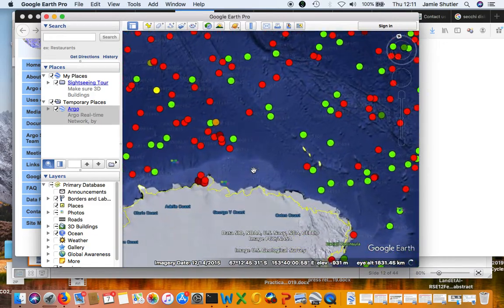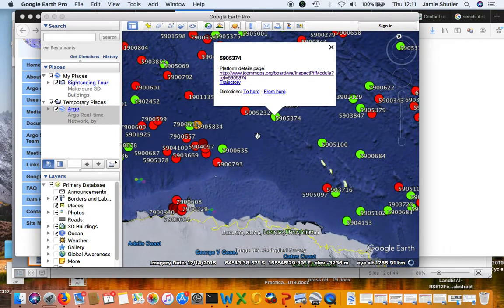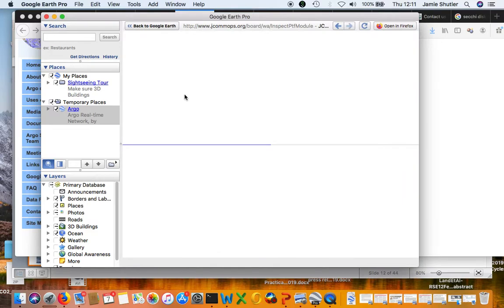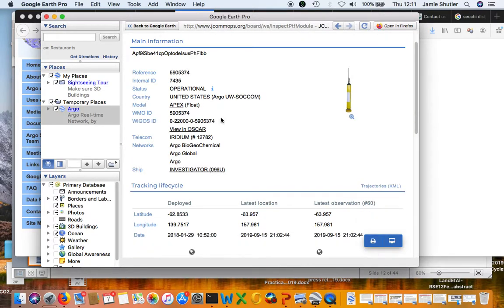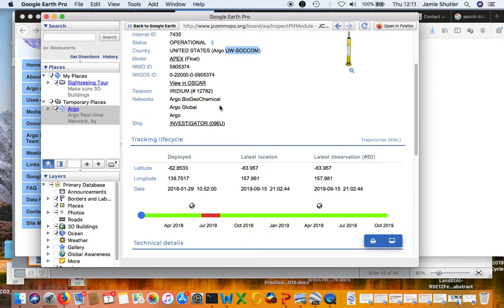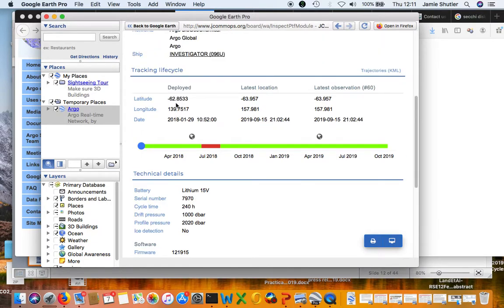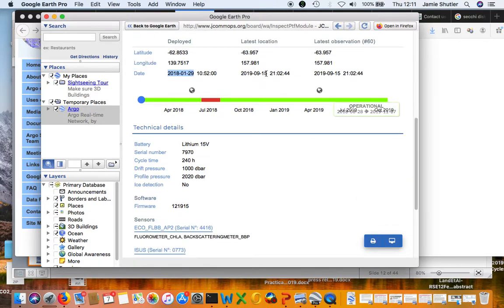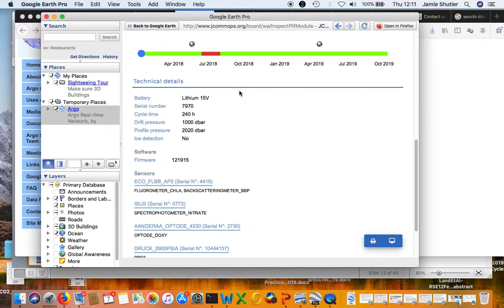So if we then zoom in, you can select a particular float and it will come up and tell you who paid for it. So in this case it's the United States. This is a Southern Ocean float that they've funded. You can see when it was deployed. So this one was deployed on the 29th of January 2018, and it last gave a location on the 15th of September this year. That doesn't mean it's broken, that means that was the last time it came to the surface.